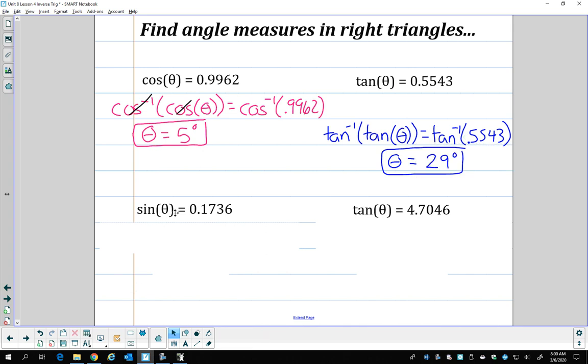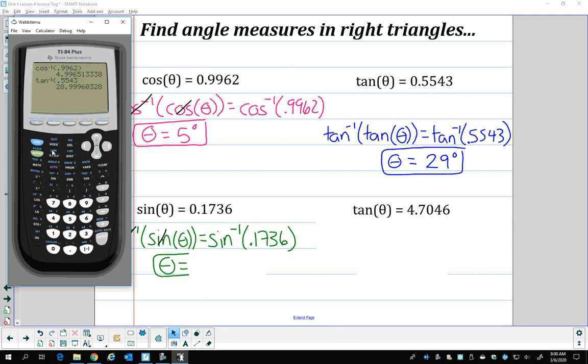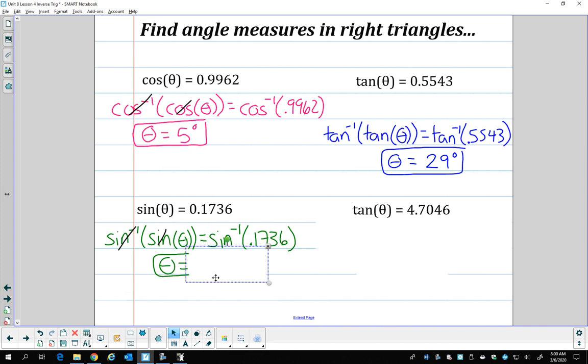I'll do one more. Sine has an inverse function, sine inverse. On the left side, that sine inverse and the sine are going to cancel, and I'm going to be left with just my theta. And so I can go to my calculator. Second sine gets me sine inverse 0.1736. And I'm going to say that's approximately 10 degrees.